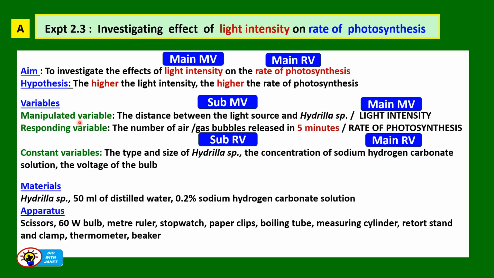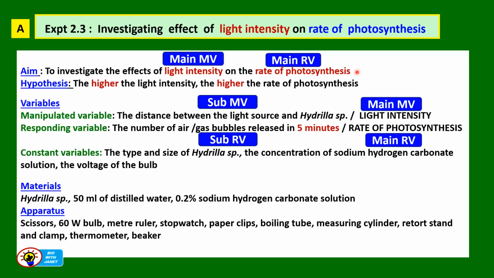Now, variables. What is your manipulated variable? As we said, there are two manipulated variables. The sub-MV is the distance between the light source and the Hydrilla species, which is the water plant. And your main MV is the light intensity. Okay, you obtain that from the aim here. Okay. Now, for the responding variable, the number of air or gas bubbles released in 5 minutes is your sub-RV, the sub-responding variable. But the main RV is the rate of photosynthesis, as we have obtained from the aim here.